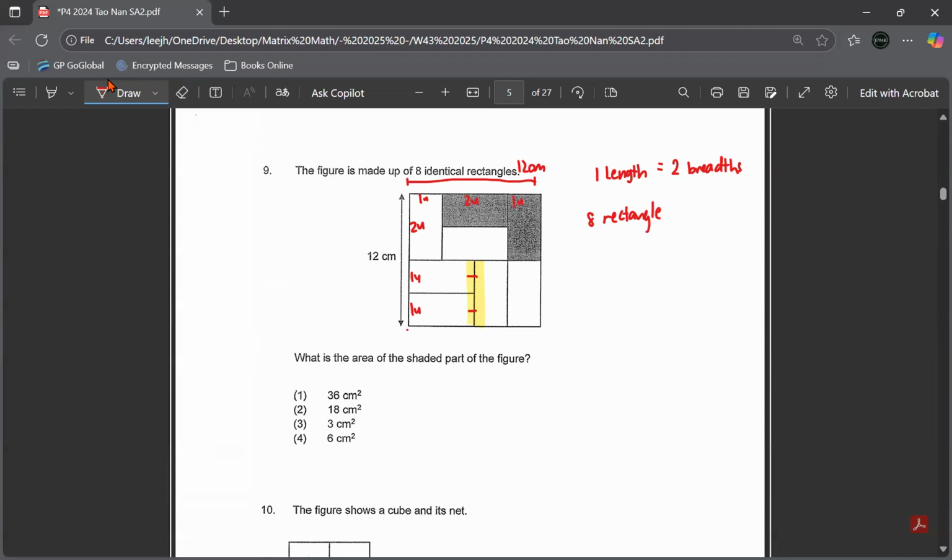It is 12 times 12, 144. So always look for one rectangle. 144 divided by 8. One rectangle is 18 squares. So this is 18, 18. So how to find this? The shaded part is only two rectangles. It would be 18 times 2, 36. Answer is 36 squares, number 1.